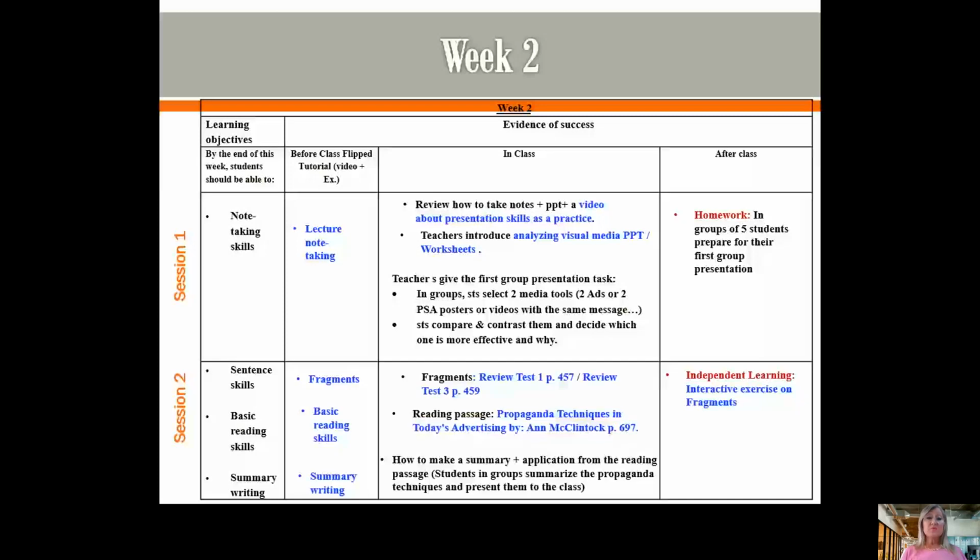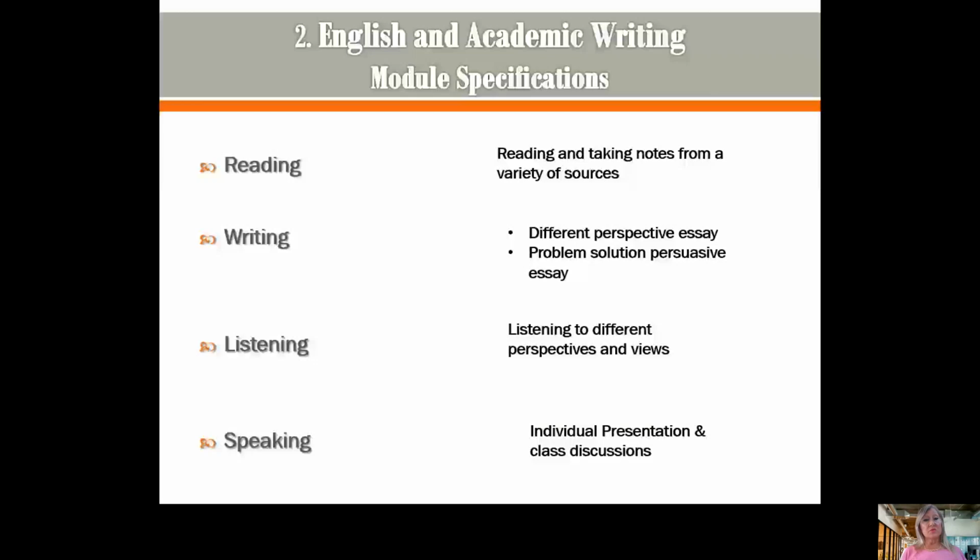Okay, now let's move on to the second module that you take, which is English and academic writing. The module specifications. In reading, you will read and take notes from a variety of sources. With regards to writing, you're going to write 2 types of essays, a different perspective essay and a problem solution persuasive essay. With regards to listening, you're going to listen to different perspectives and views. As for speaking, there's an individual presentation and of course there'll be class discussions.